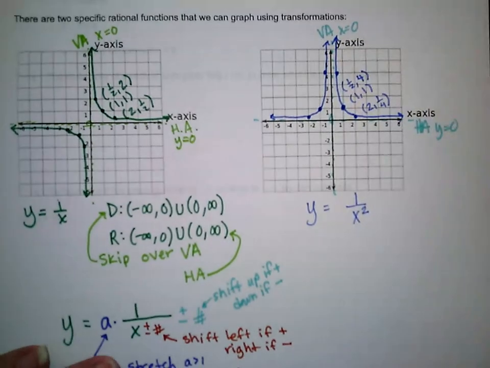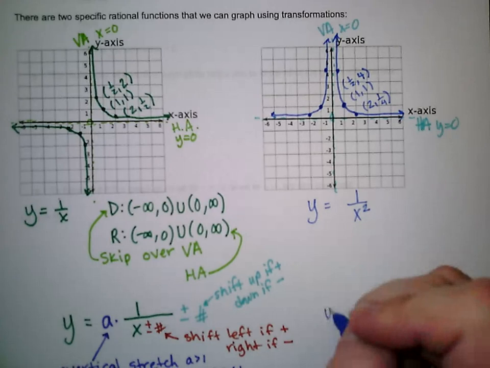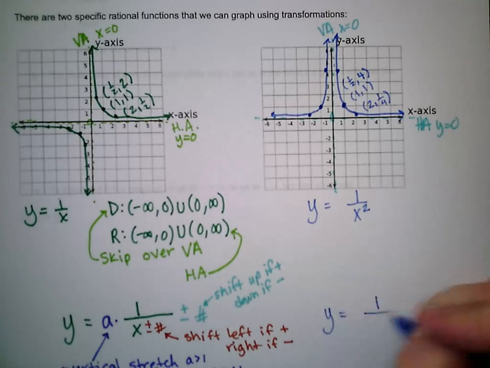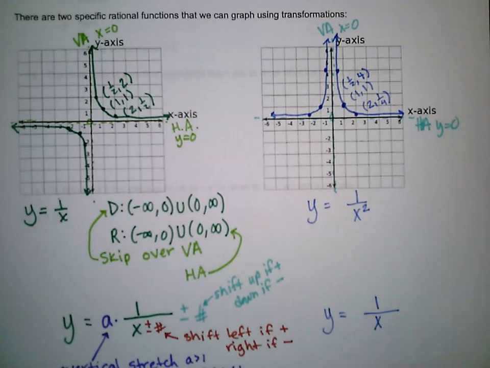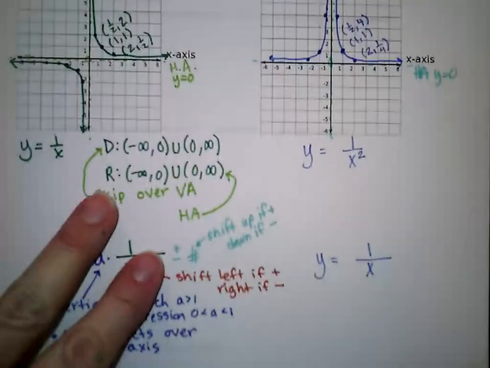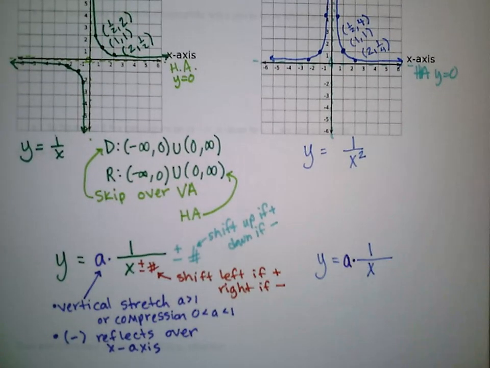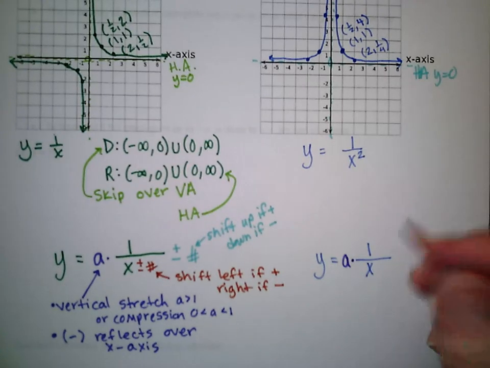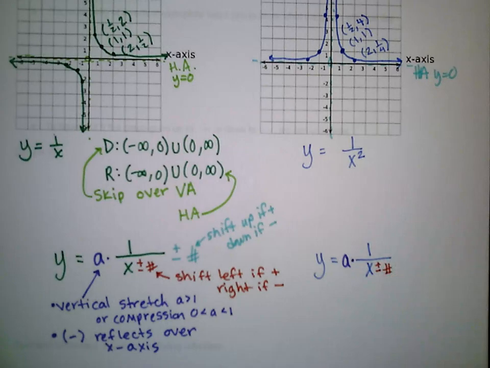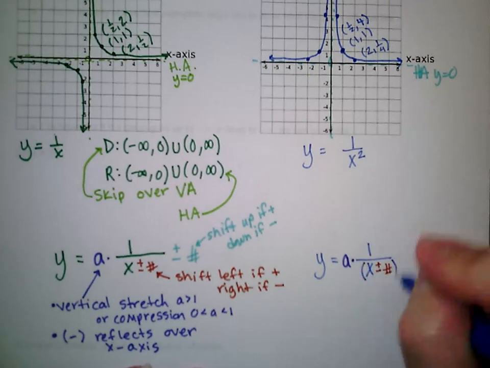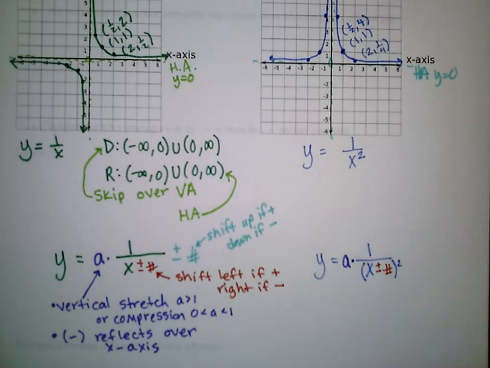And it can have the same types of transformations that y equals 1 over x could have. We could have a number multiplied out front. We can have a number added or subtracted in with the x squared. Or we can have a number added or subtracted at the end. And those will all mean the same thing.